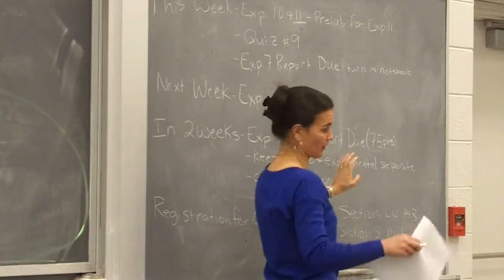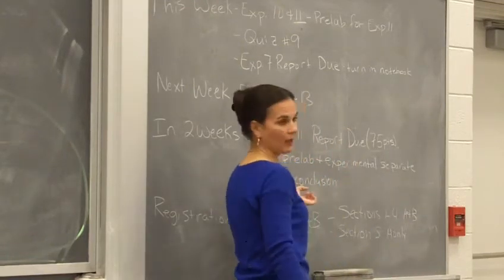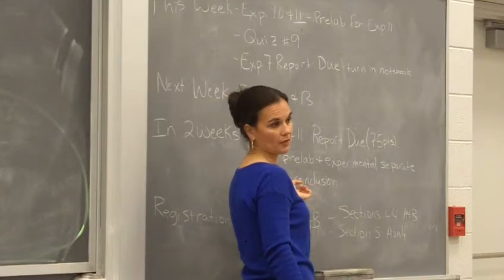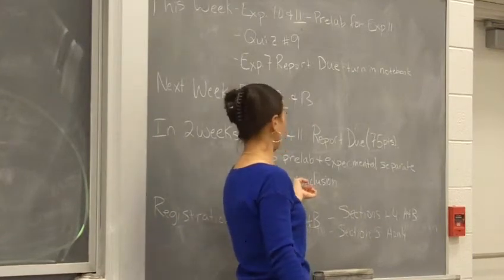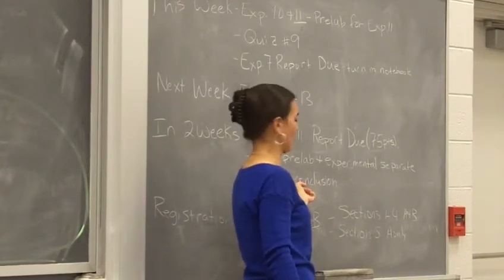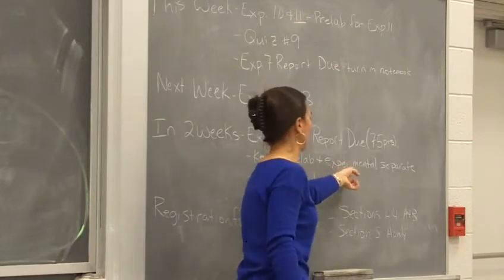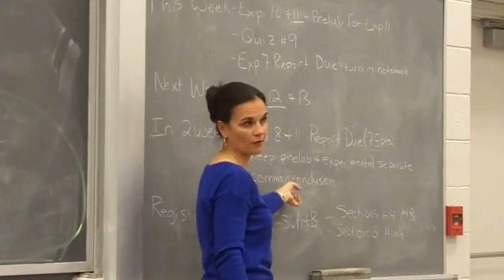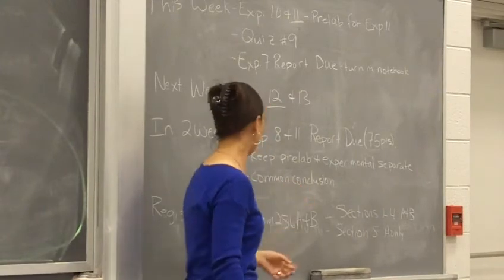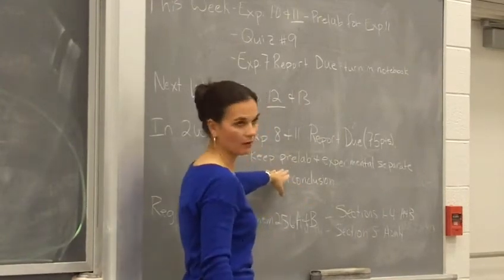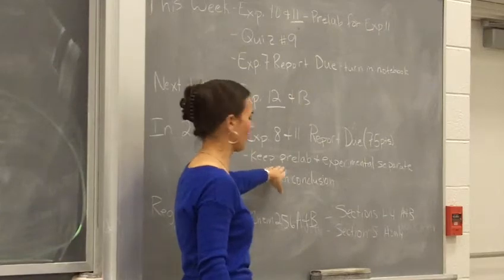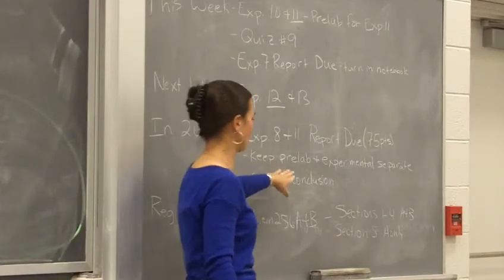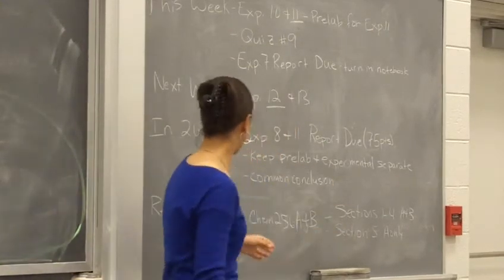They should be separate. We'll be writing a common conclusion, because you use the data for one to then look at the data for the other experiment, okay? So pre-lab and experimental are kept separately. The conclusion, you'll write one conclusion for both of those experiments, okay? So be careful of that when you're taking care of things in your notebook this week, because it's really easy to want to put the two of them together.